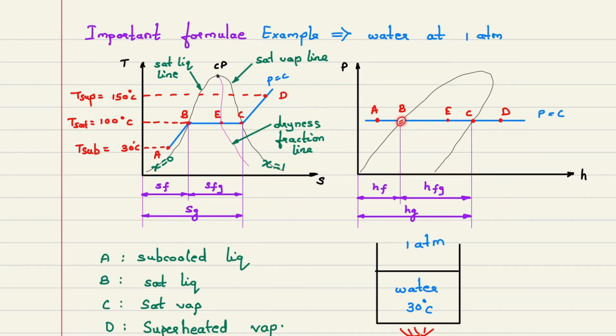Till point B, which is on the saturated liquid line, the specific enthalpy will be the enthalpy of the liquid. Which liquid? Saturated liquid. Till point C, Hg will be the enthalpy of saturated vapor. In between B to C there is phase change, so this will be latent heat, which is HFG, the latent heat of vaporization, you can say.